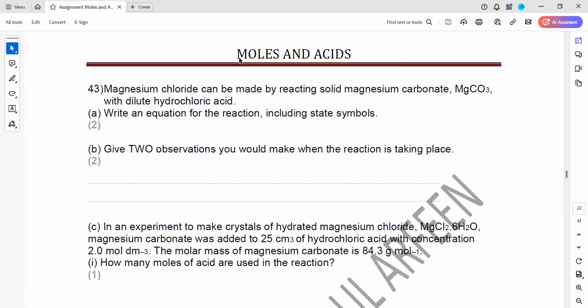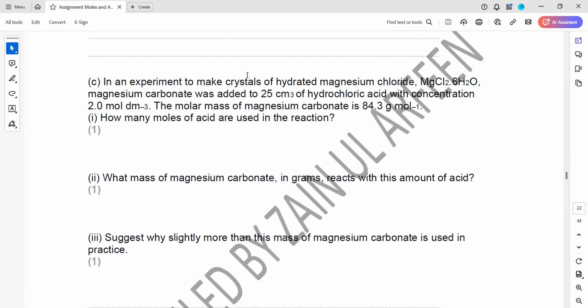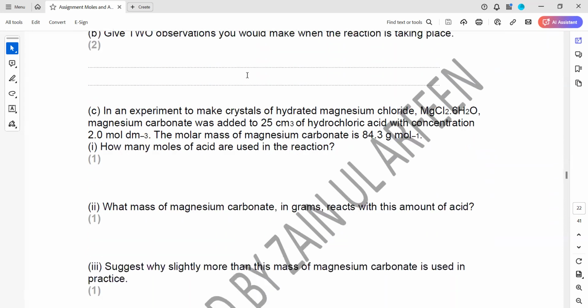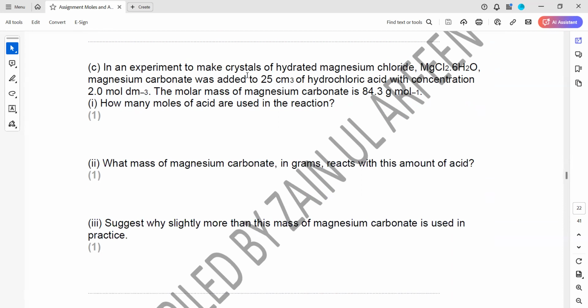In an experiment to make crystals of hydrated magnesium chloride, magnesium carbonate was added to 25 cm cube of hydrochloric acid of concentration 2 mole per dm cube. Calculate the moles. So moles is concentration times volume: 2 multiplied by 25 divided by 1000. 0.05 moles will be there for this hydrochloric acid.